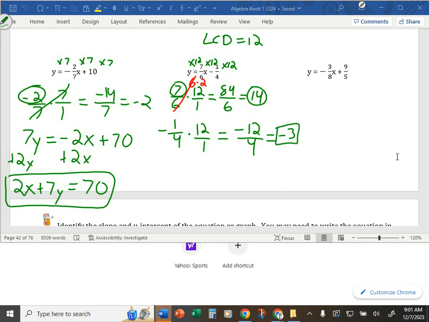Okay? So, when we put it all together now, y times 12, that's just 12y. That's the easy one. 7/6 times 12 gave us 14. That's the work behind it. And negative 1/4 times 12, here's the work, gives us negative 3. And now all of our fractions are gone.